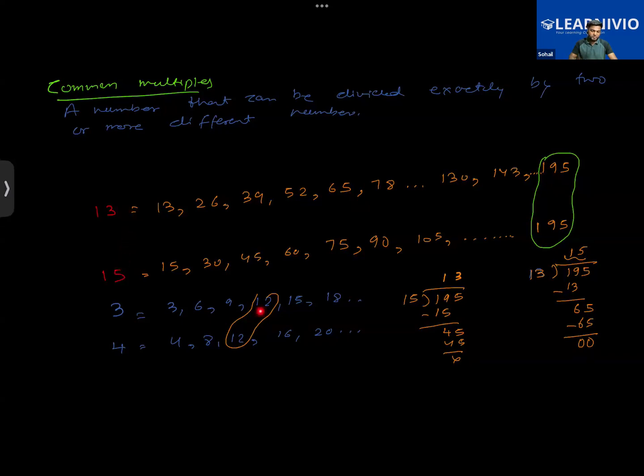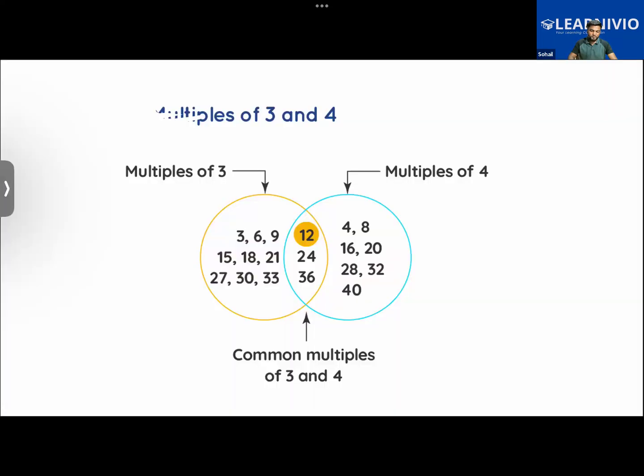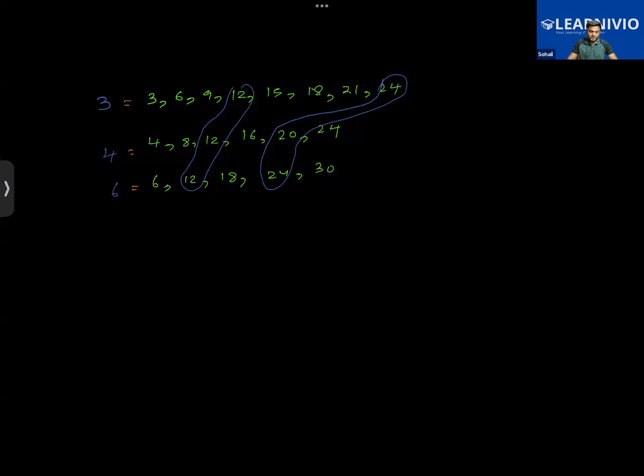Same is the case with 12 also. 12 can be divided by 3 and 4 both. One more example we had taken, with 3 numbers: 3, 4, and 6. The multiples are 12 and 24. There can be many more multiples, we have just taken 2 of them. So this number 24, which is a common multiple, is exactly divisible by the numbers 3, 4, and 6.